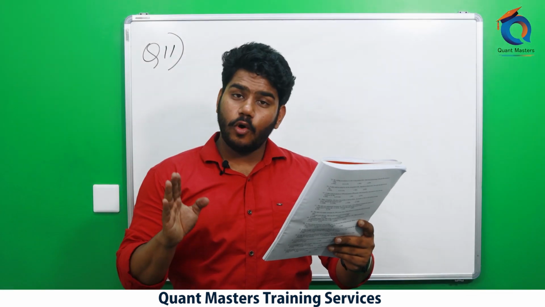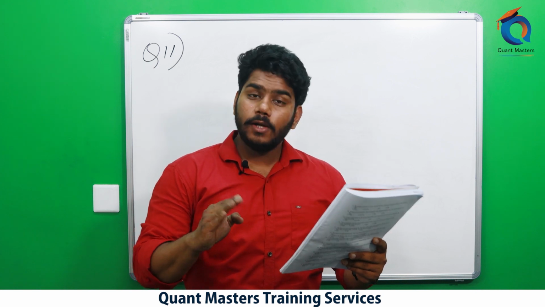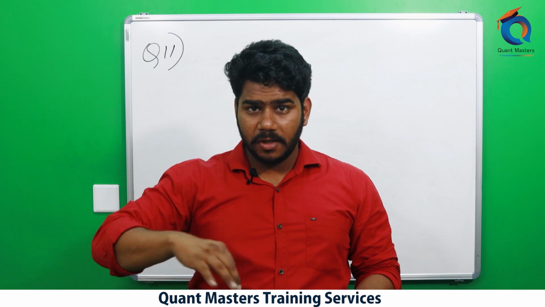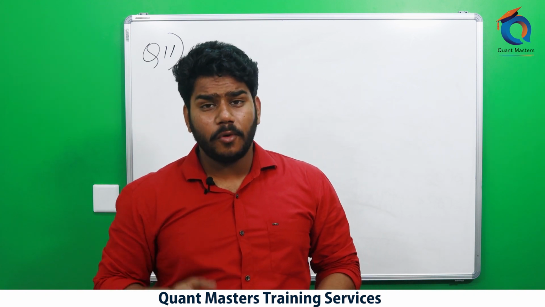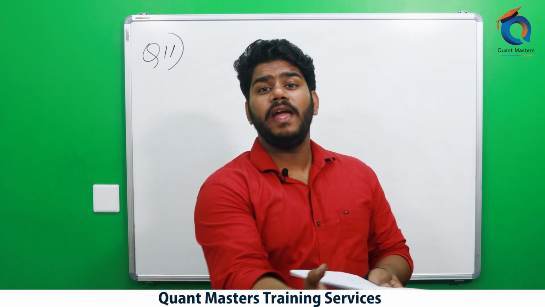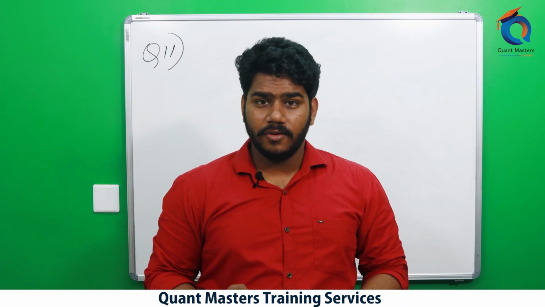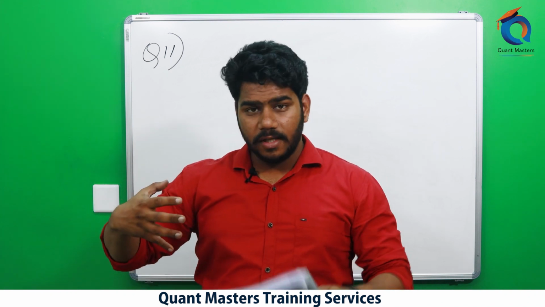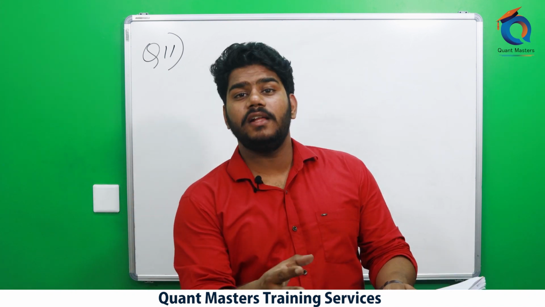The selling price of 20 articles is equal to the cost price of 15 articles. You're buying 15 articles, but you're selling 20 articles. How is this possible? You're buying 15, but you're selling 20 means you're putting 5 articles from your end. Concept clear? Buying 15, selling 20 means you're putting 5 articles from your end.